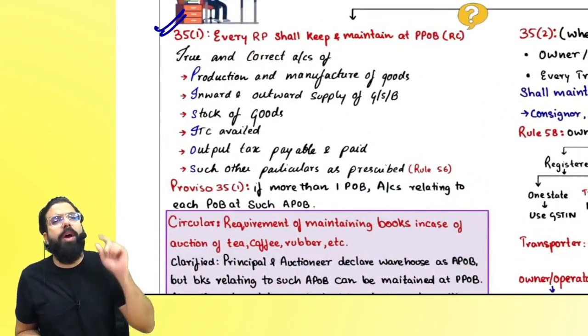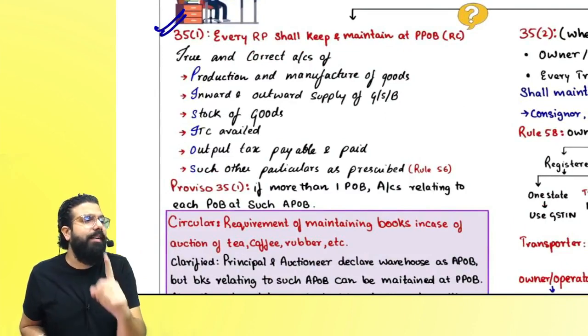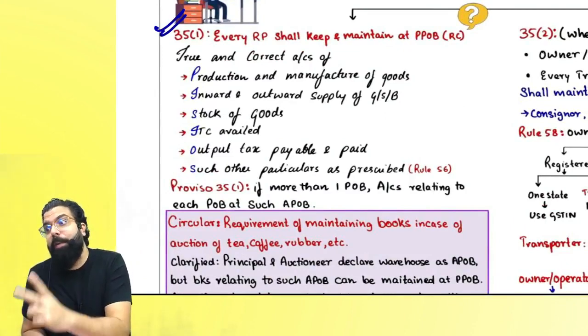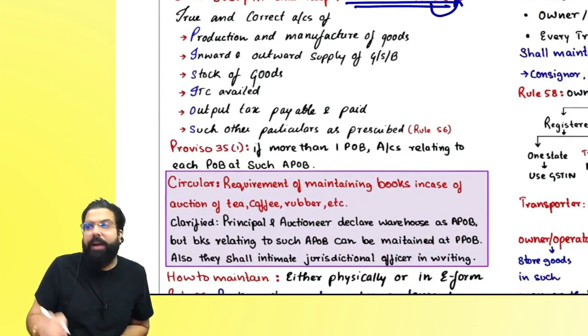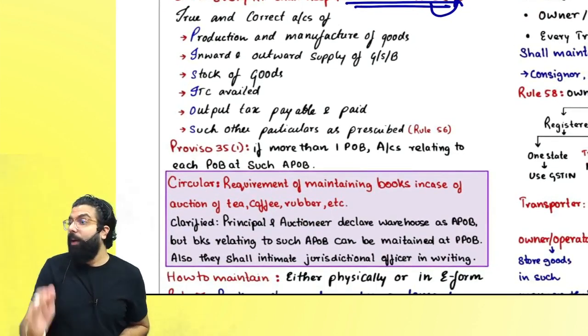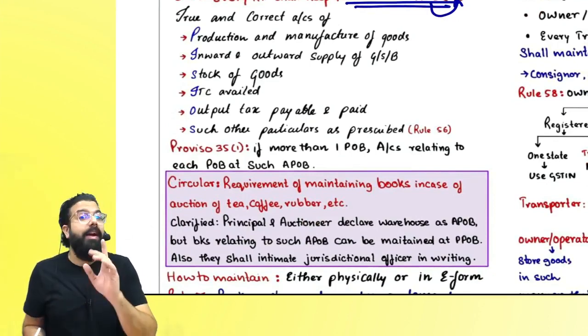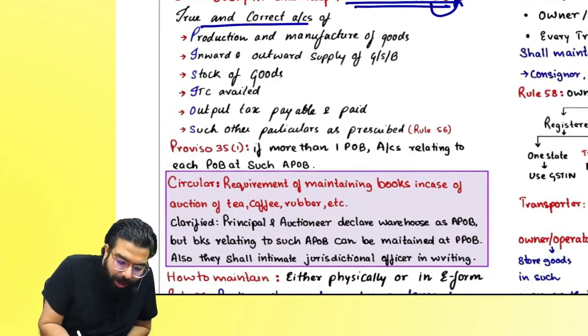Section number 35(1) goes ahead and says every registered person shall mandatorily keep and maintain at the principal place of business as per the registration certificate true and correct accounts of PCOs. It is not true and fair, it is true and correct.